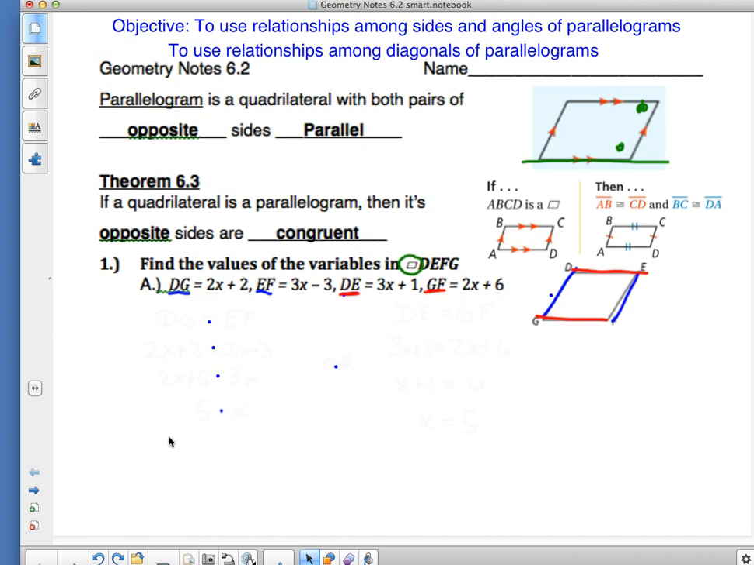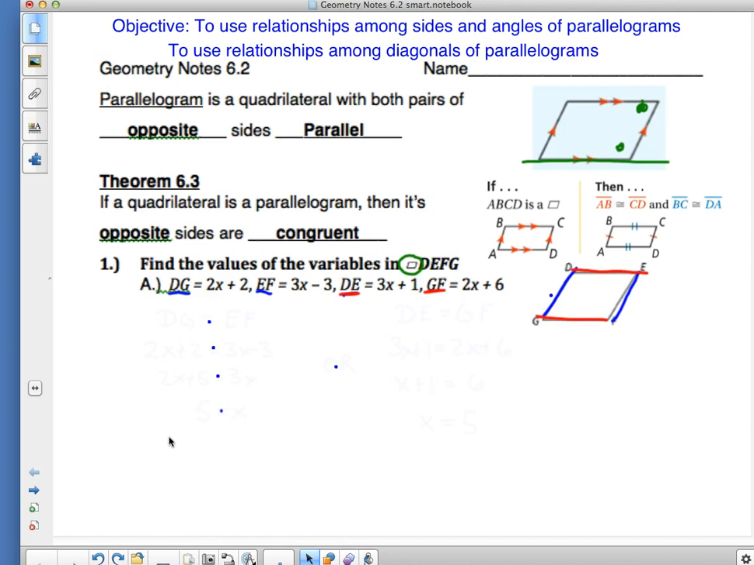Does that make sense? Where we're going and what we're doing. All right, so we have direction. Today's objective is to use relationships among sides, angles, and diagonals in parallelograms. So a parallelogram is a quadrilateral with both pairs of opposite sides parallel.